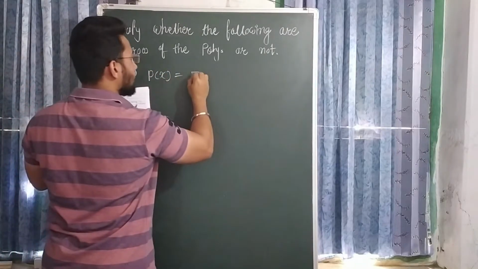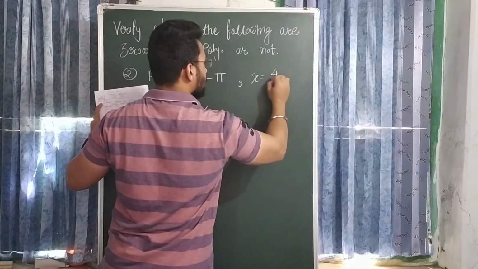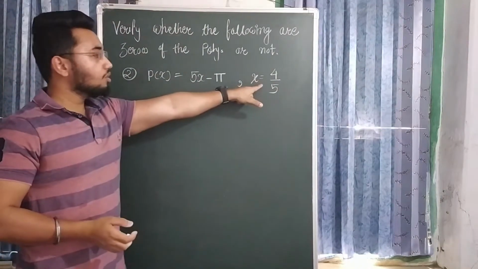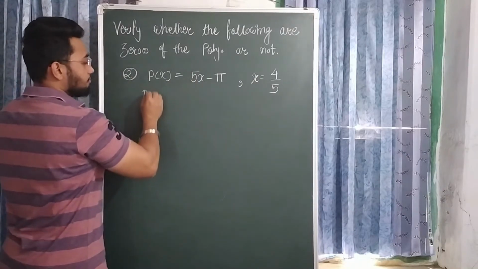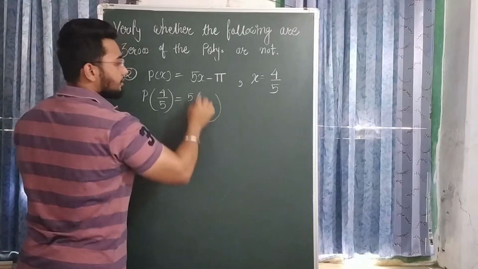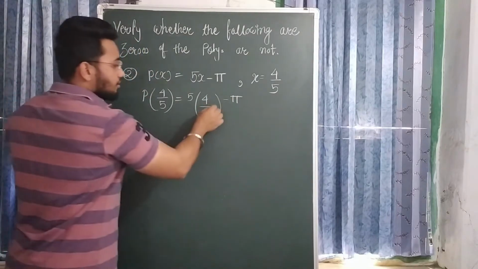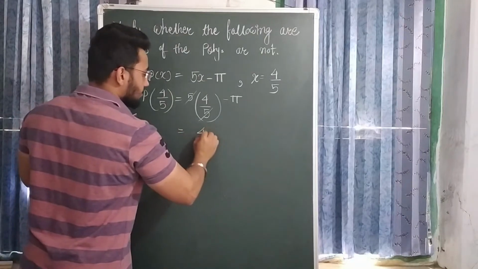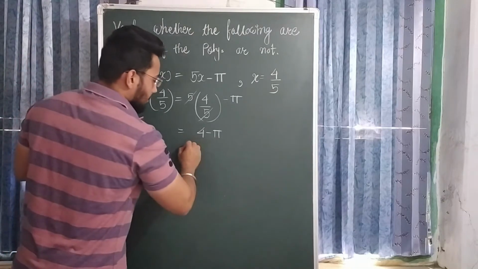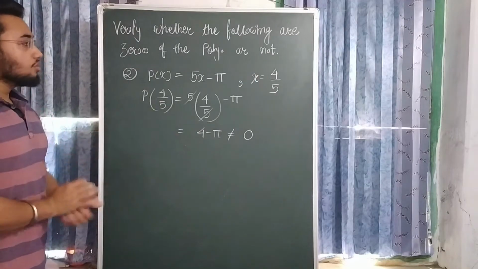P(x) is equal to 5x minus pi, where the value of x is equal to 4 by 5. For checking, we have to put the value in place of x. P(4/5). So 5, here I am putting 4 by 5, minus pi. 5 will cancel out, and our answer is 4 minus pi. You can put here the value of pi as 22 by 7, but 0 will not come. This is not equal to 0. So this is not a zero of this polynomial.